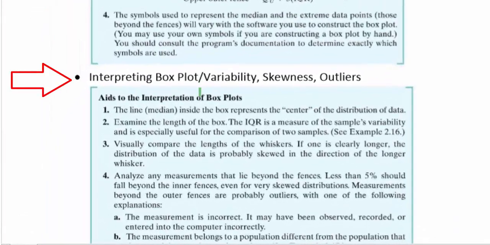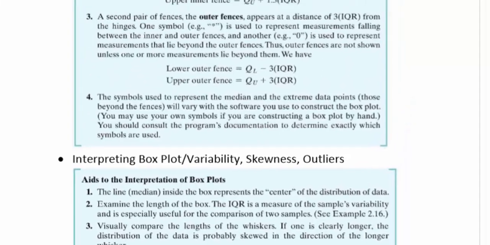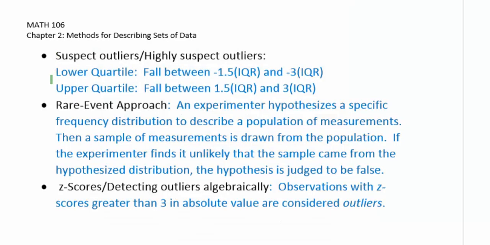We can interpret the box plot by looking at where all of the lines are drawn, how long the whiskers are, and what the values of the upper and lower quartiles are. All of these points we will be mentioning as we are constructing the box plot today. Other important terms that we'll discuss and actually calculate deal with outliers and highly suspect outliers.